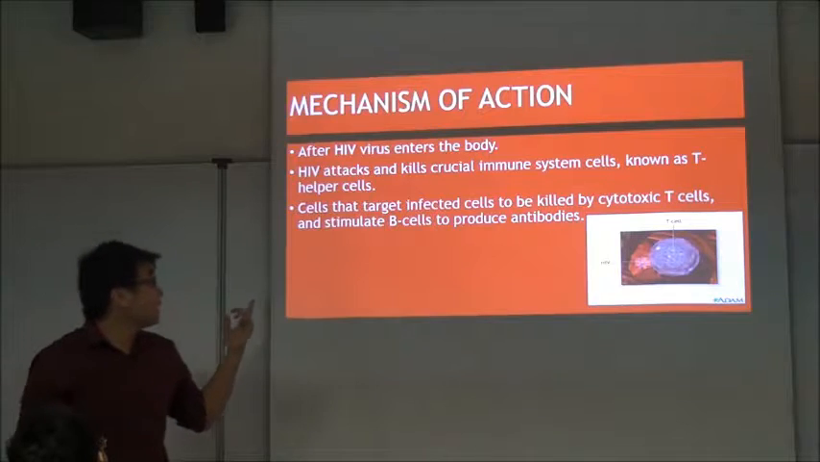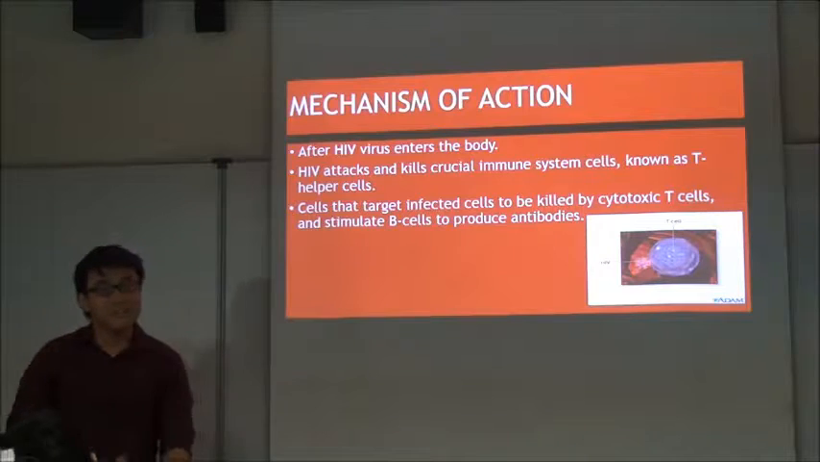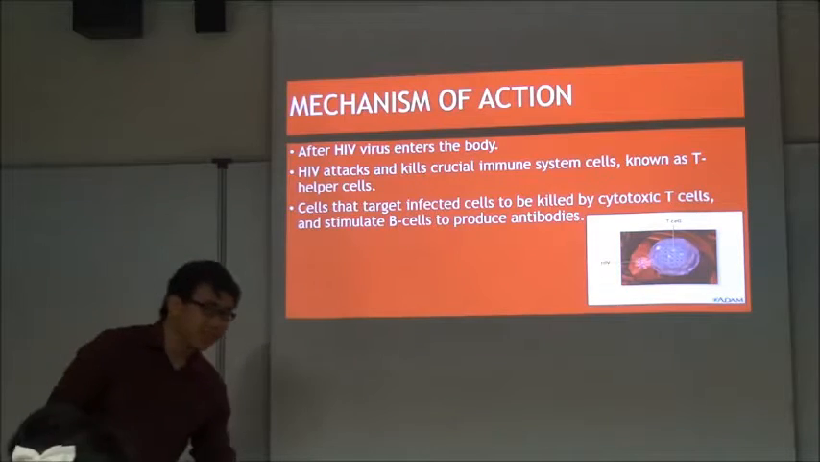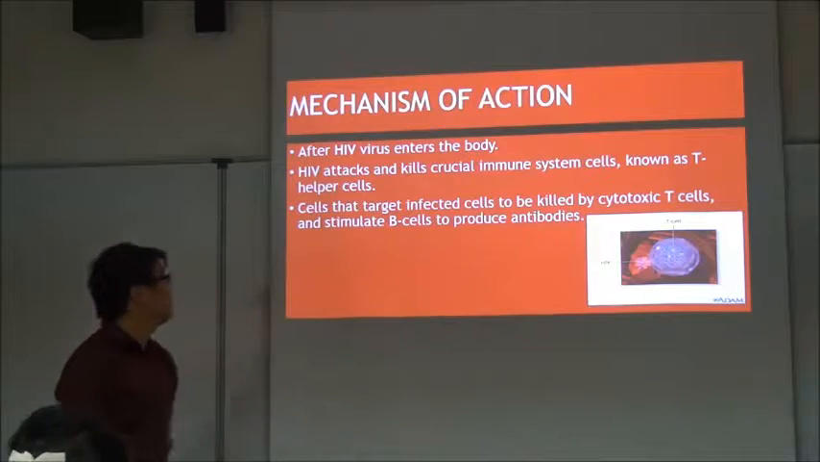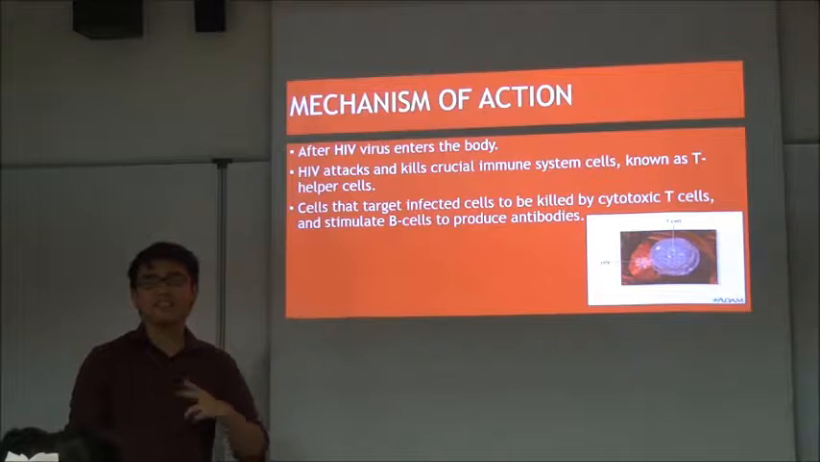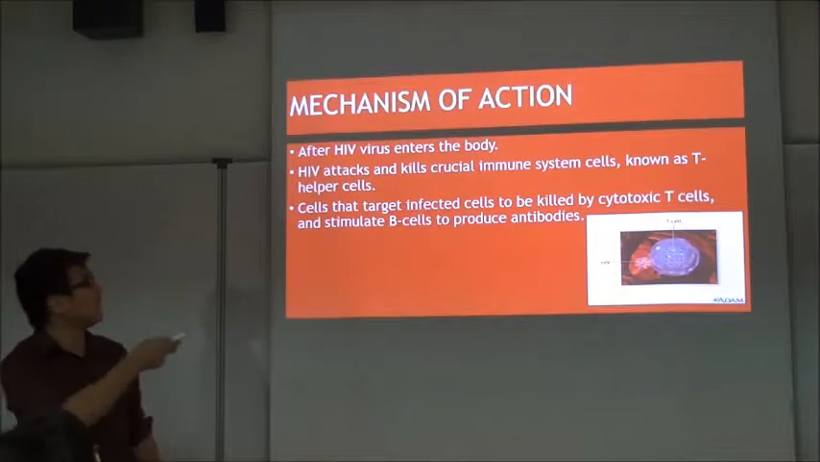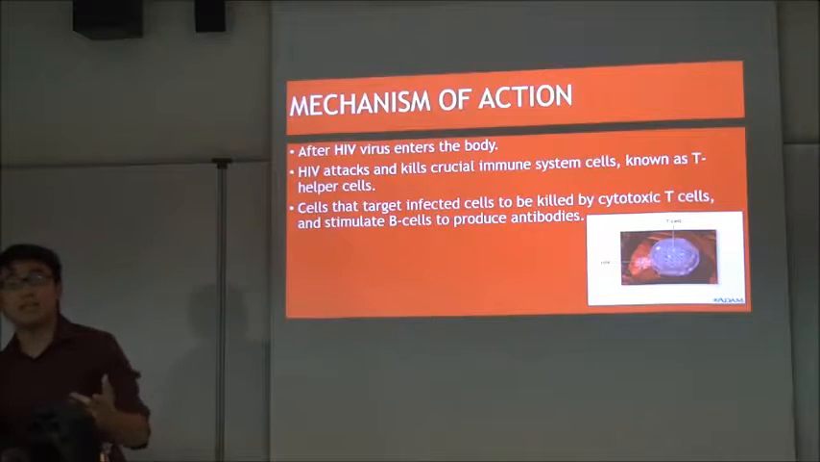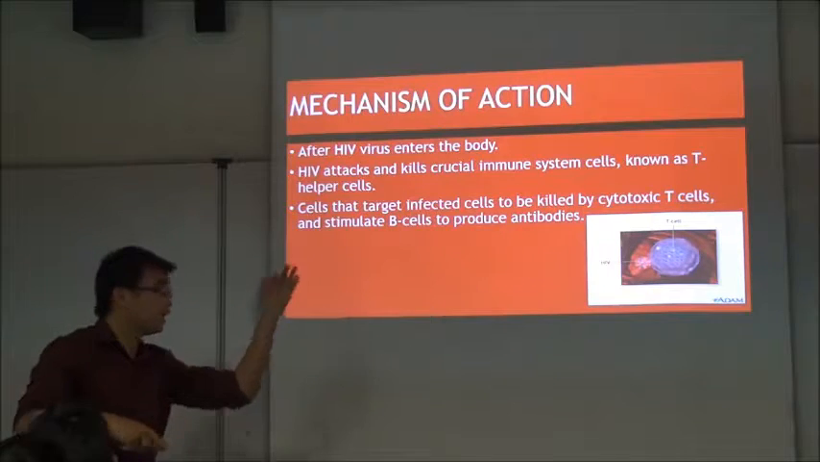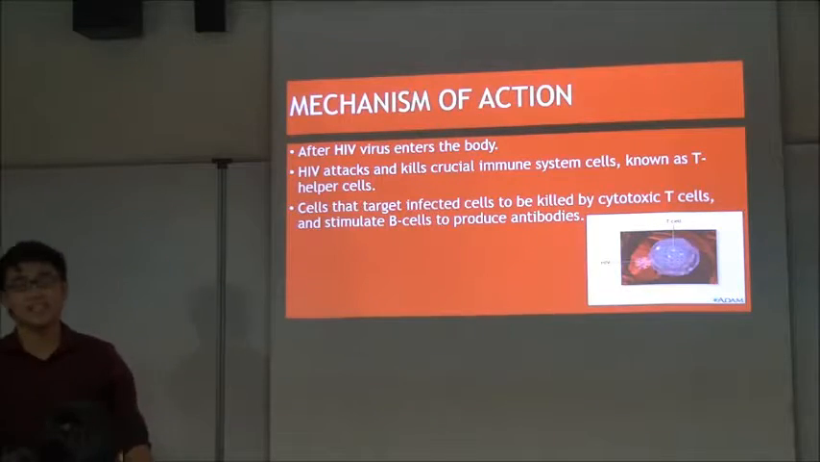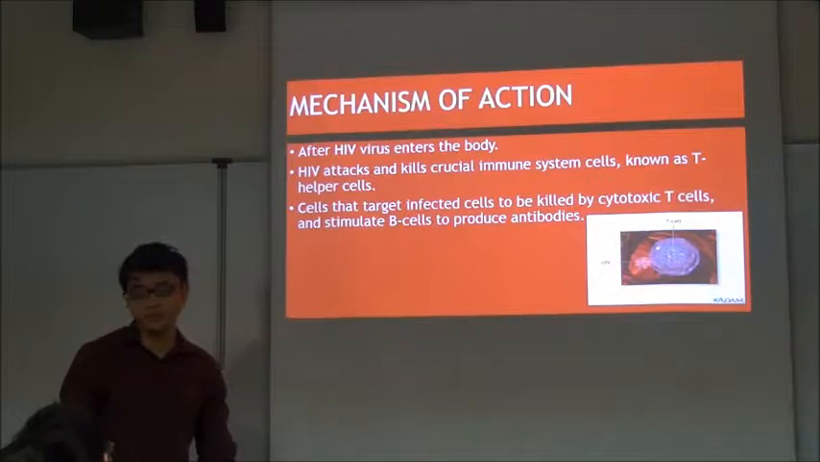Right now I'd like to talk about the mechanism of action of the HIV virus. As my colleague Rosaline has said earlier, HIV can be transmitted through sharing of needles, blood transfusion, or tattoos, but I can say at a very low percentage. So after the HIV virus enters the body, it attacks and kills crucial immune system cells known as T helper cells, or CD4+ cells on a more scientific basis. These cells target infected cells, which will be killed by cytotoxic T cells, otherwise known as CD8+ cells, and they also stimulate B cells to produce antibodies to kill infection.